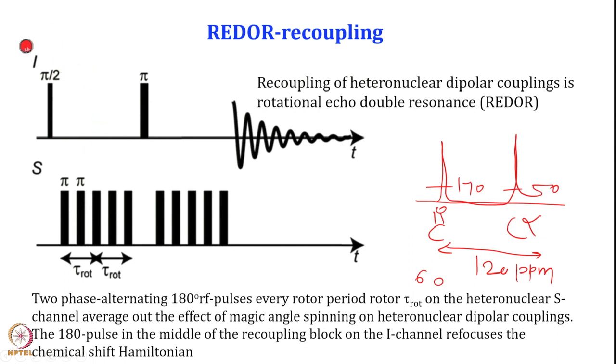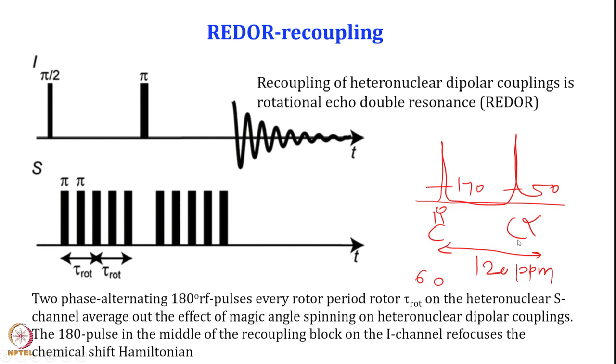So, we excite with a 90 degree pulse on proton, and then we refocus using a 180 degree pulse here. And for recoupling, what we do, we select the tau rotor period and we keep applying this 180 degree pulse. So, a series of 180 degree pulses, and then we have refocusing using a 180 degree pulse in between, and then we have a series of pi pulses. So, this is called two-phase alternating 180 degree RF pulses for every rotor period.